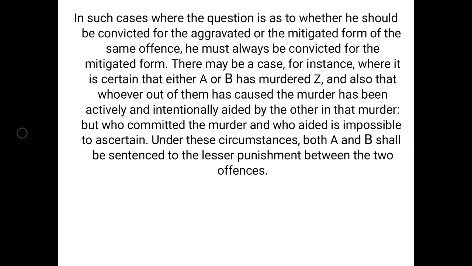In such cases where the question is as to whether he should be convicted for the aggravated or the mitigated form of the same offence, he must always be convicted for the mitigated form. There may be a case, for instance, where it is certain that either A or B has murdered Z, and also that whoever out of them has caused the murder has been actively and intentionally aided by the other in that murder, but who committed the murder and who aided is impossible to ascertain. Under these circumstances, both A and B shall be sentenced to the lesser punishment between the two offences.